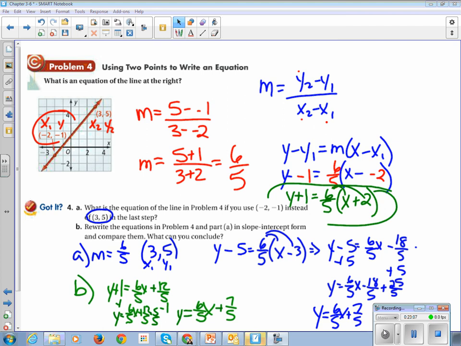When I put them in slope intercept form, what is the outcome? What can I conclude? They're the same. That's right. So they're the same. It is okay to use either point.